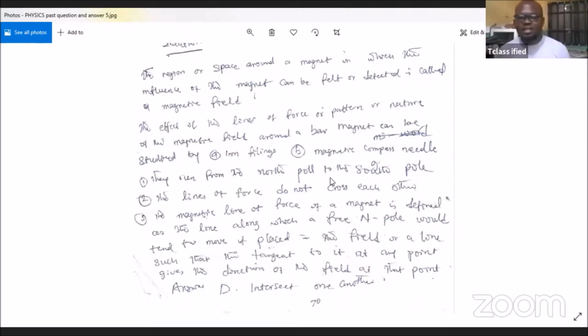They never intersect. And number three, the magnetic line of force of a magnet is defined as the line along which a free North Pole would tend to move if placed in the field, or a line such that the tangent to it at any point gives the direction of the field at that point. So with that, you see that the statement that says it intersects one another is wrong, because the lines of force do not cross each other. So that makes option B the answer.